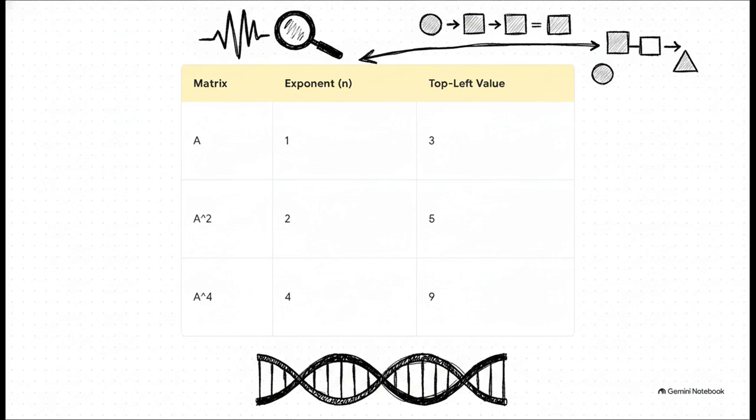Do you see it? We're looking for the relationship between n and that top left value. It's a linear progression revealing a beautifully simple hidden formula: 2 times n plus 1. Let's test it just to be absolutely sure.